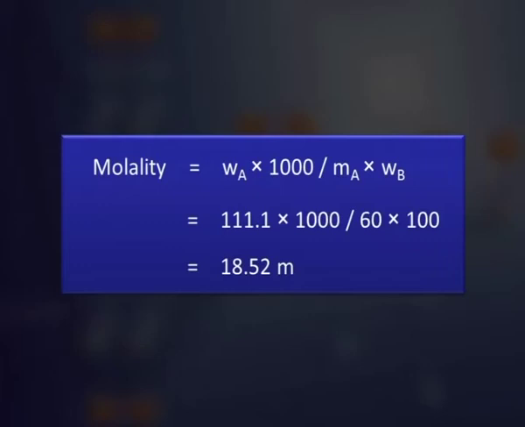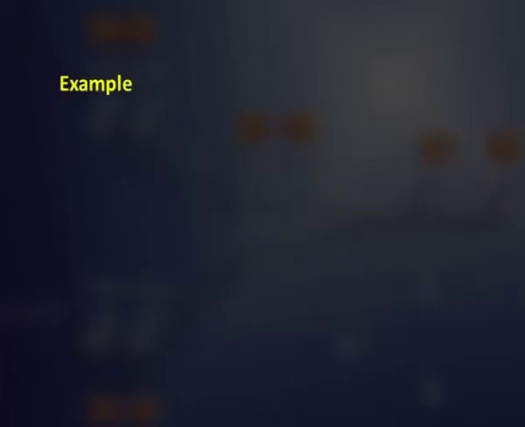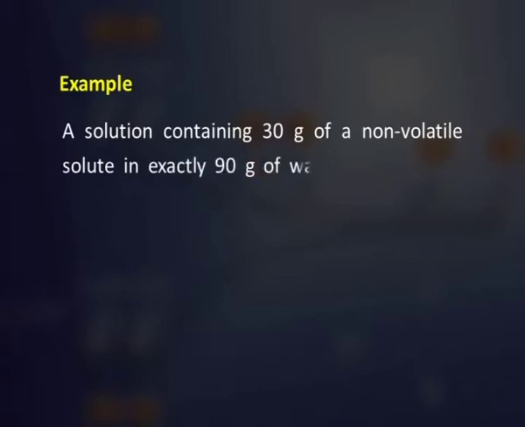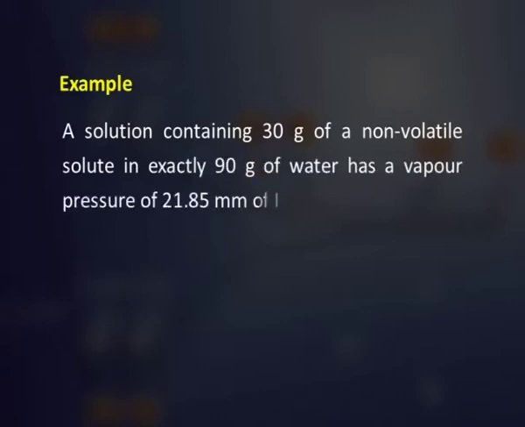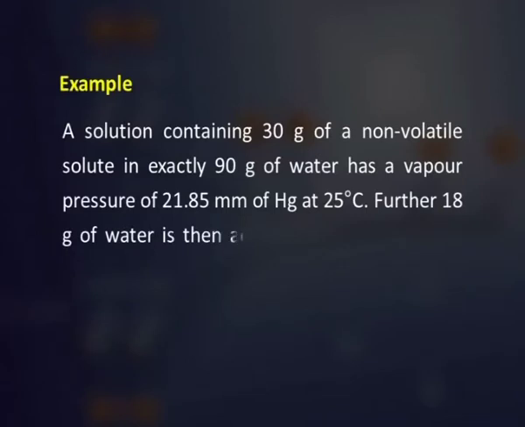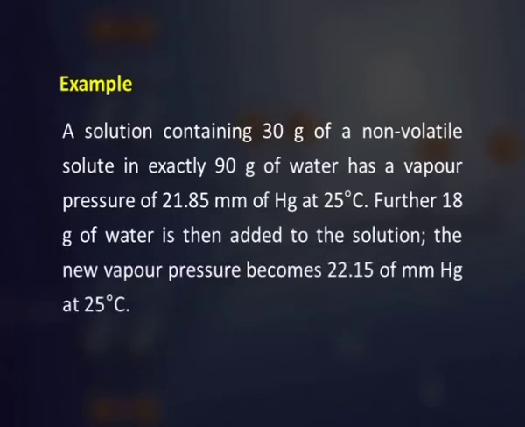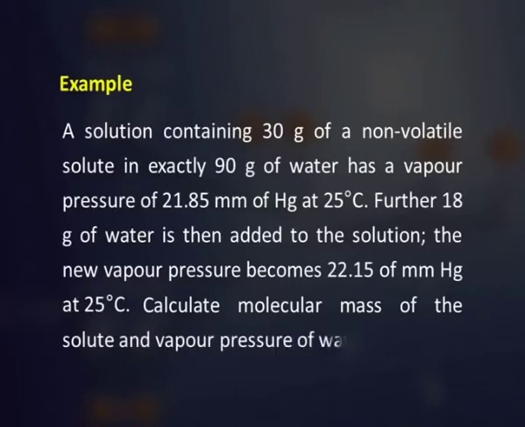There is another example to practice more of Raoult's law. A solution containing 30 grams of a non-volatile solute in exactly 90 grams of water has a vapor pressure of 21.85 millimeters of mercury at 25 degrees Celsius. The new vapor pressure becomes 22.15 millimeters of mercury at 25 degrees Celsius. Calculate molecular mass of the solute and vapor pressure of the water at 25 degrees Celsius.